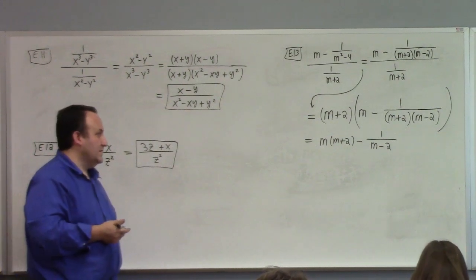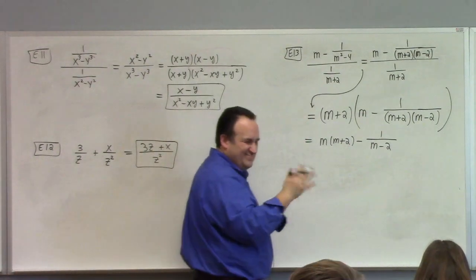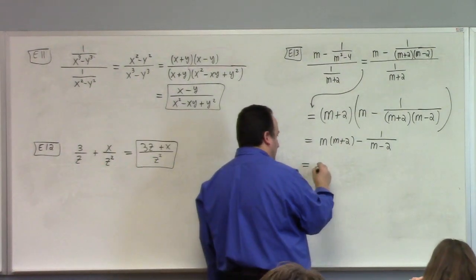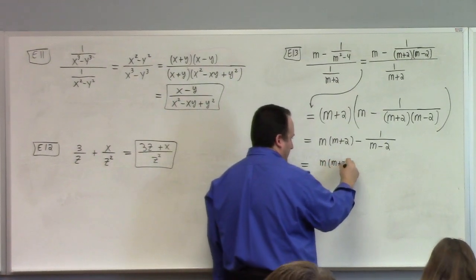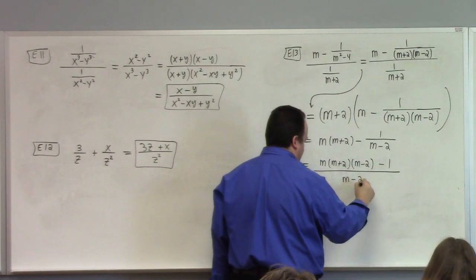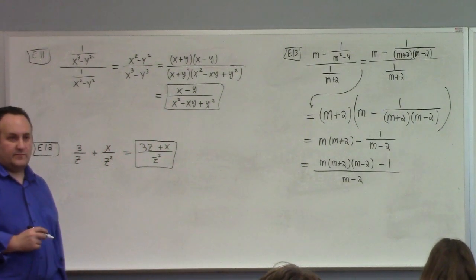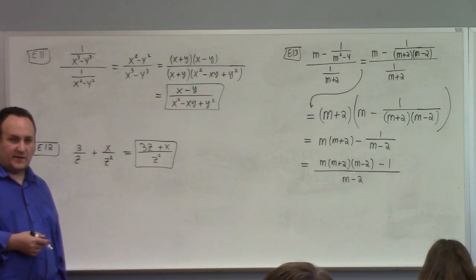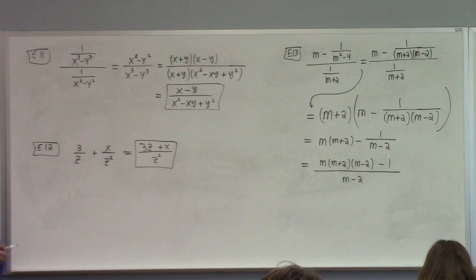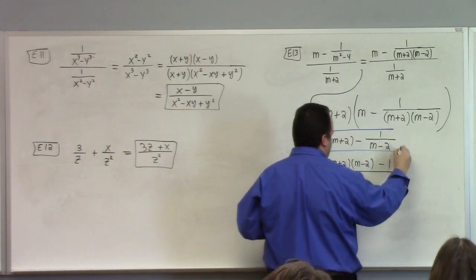What would you do? From one school of thinking, this is a good answer. In some sense, that's a good answer already. But if I wanted to make it into a common fraction, what would I do? I do m times m plus 2 times m minus 2 minus 1 divided by m minus 2, which we could multiply out if you wanted. But more to the point here, guys, I would have taken this as an answer. I would have been happy with this as an answer here.